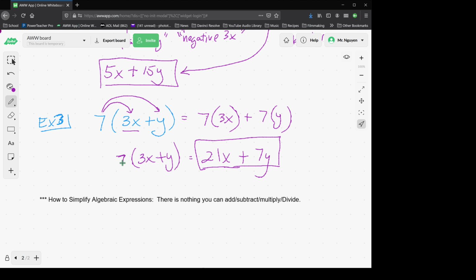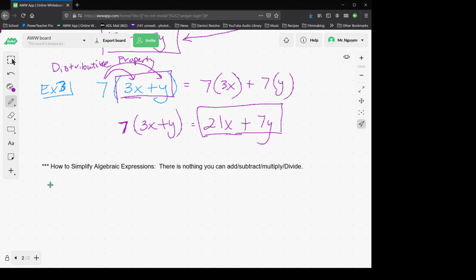But when you look at this over here, you have 7 times 3x plus y. 7 times the sum of 3x and y. There's definitely something you can multiply, right? And that's what the distributive property is about. You're multiplying 7 times everything inside this quantity. Okay? And once you've multiplied it, you get 21x plus 7y, which means you're done because there's nothing you can add, subtract, multiply, divide. Okay? So this is with distributing. This is using the distributive property.